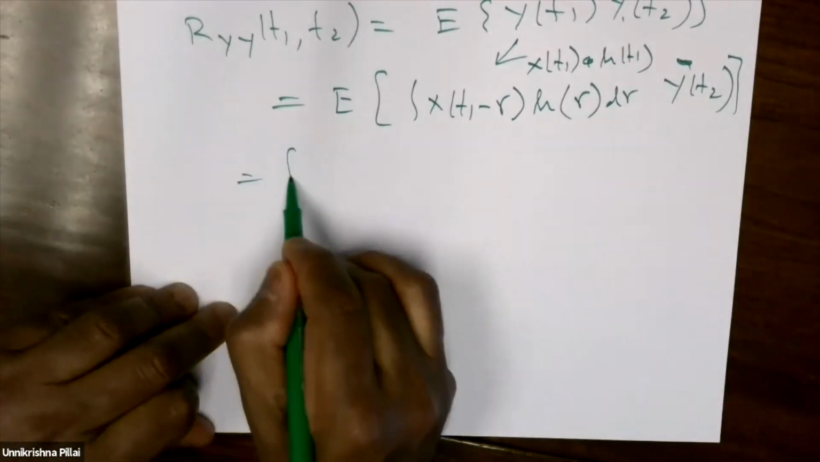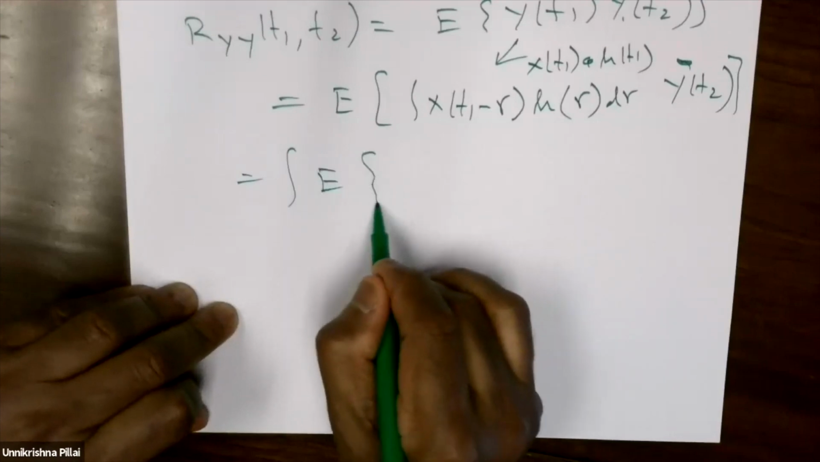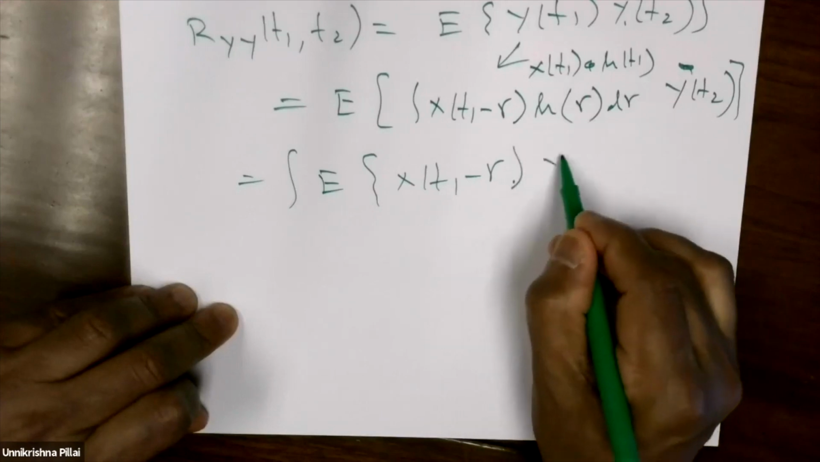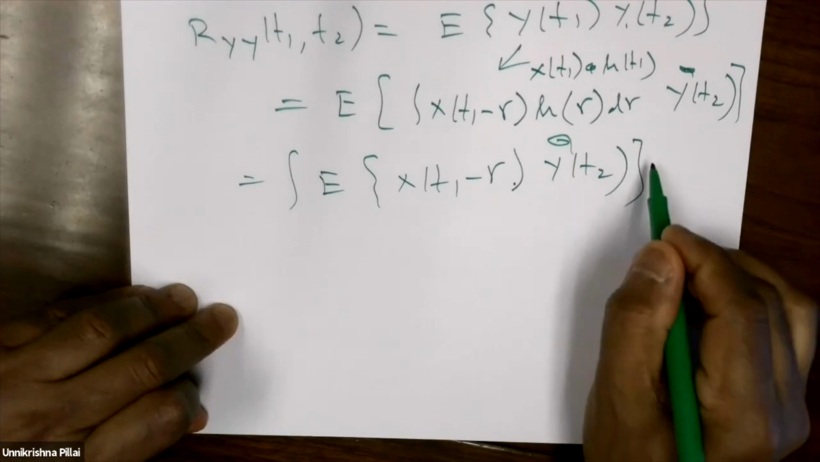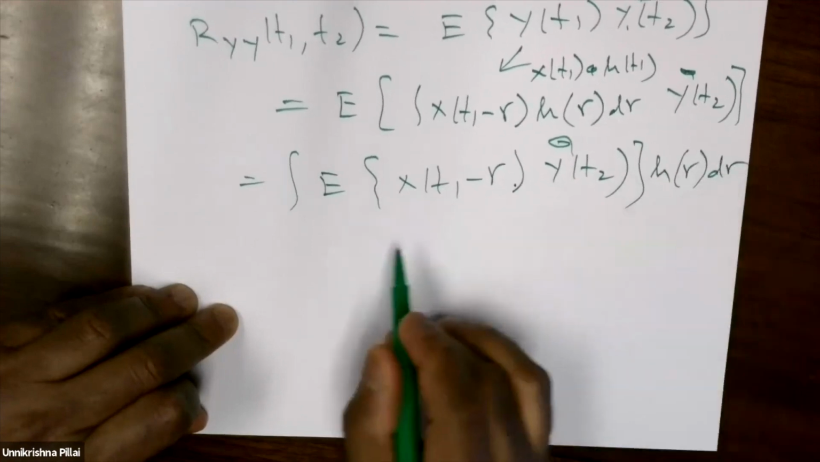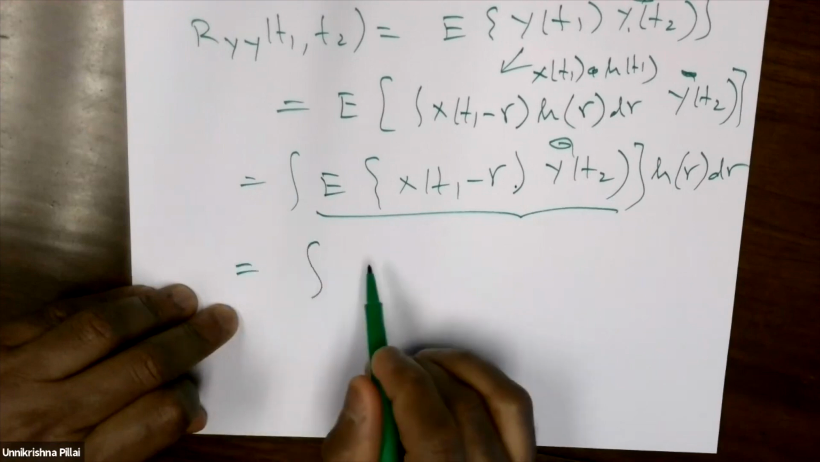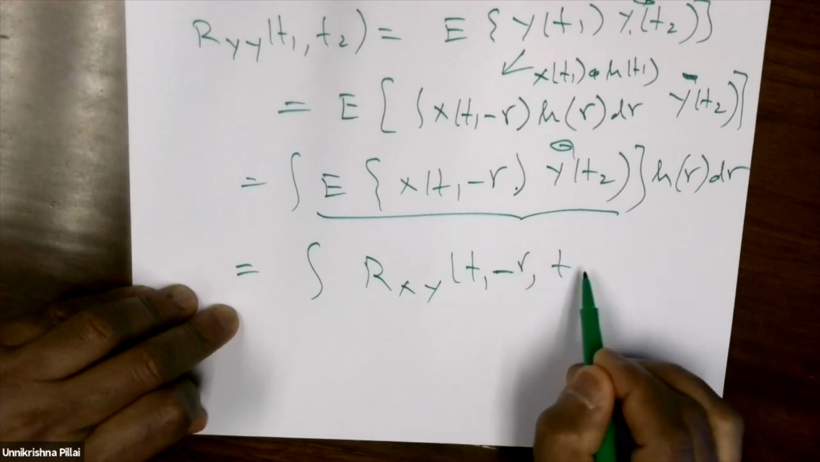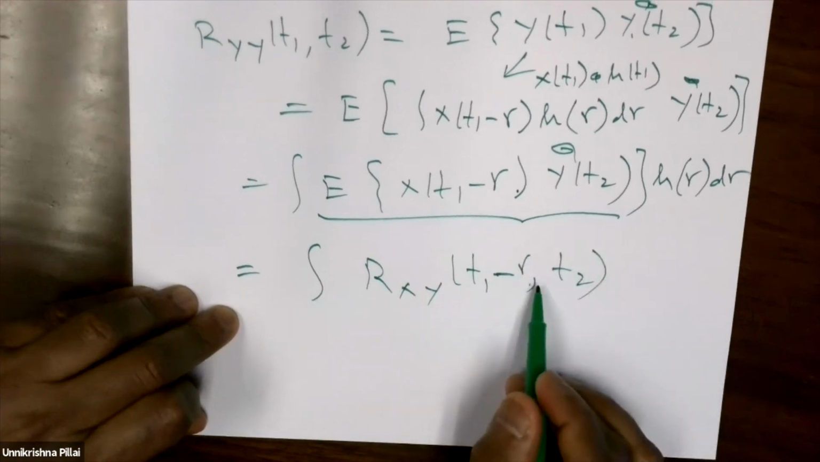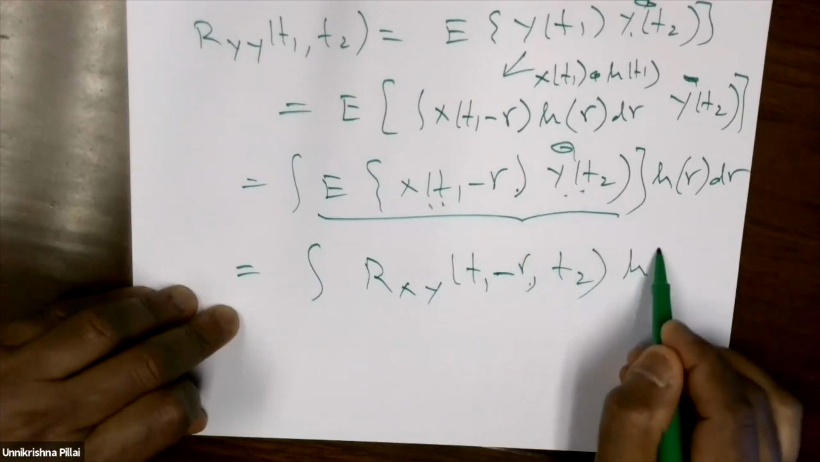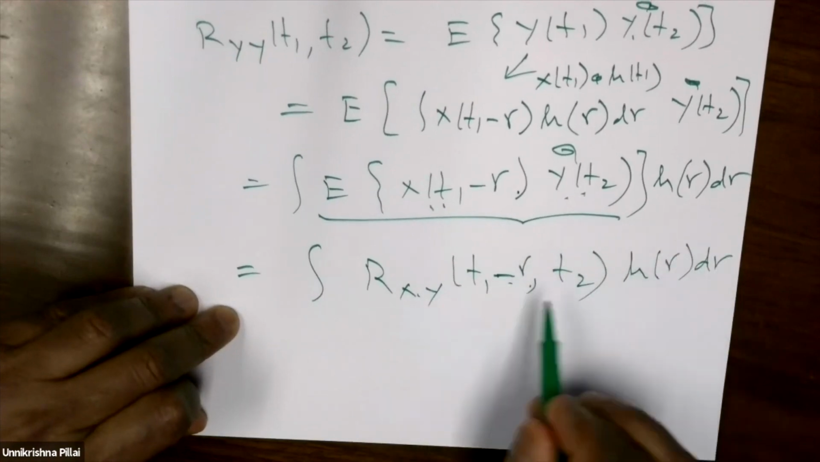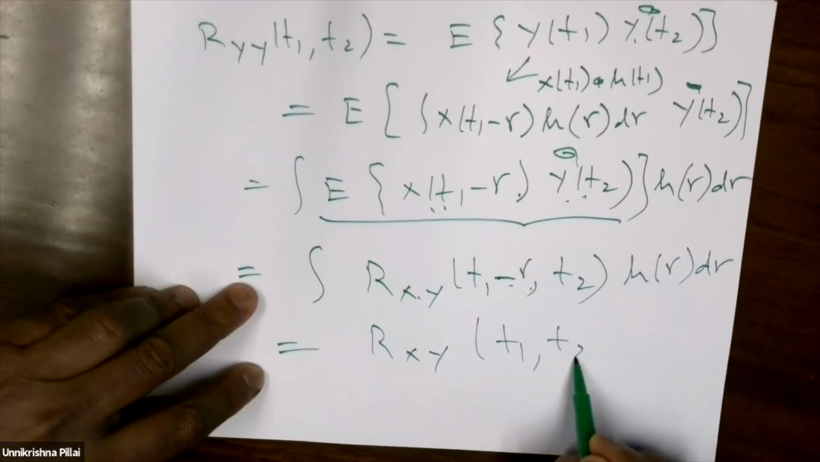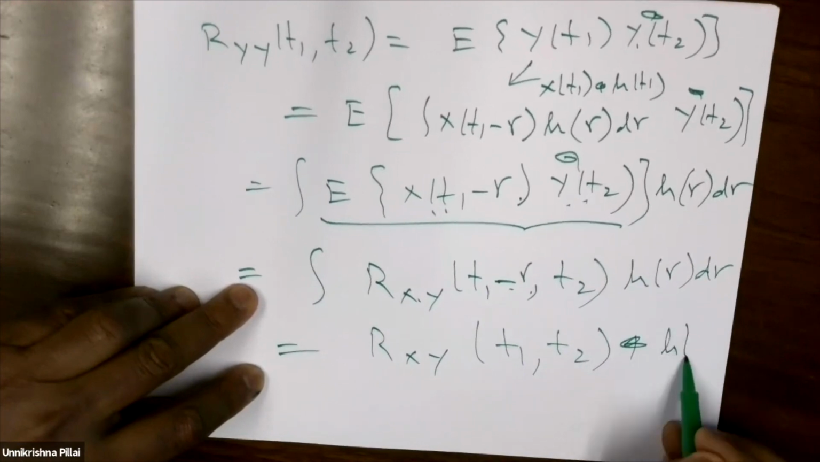So I take the integral outside. The expected value is on x of t1 minus gamma multiplied by y(t2) star, multiplied by h(gamma) d gamma. But this is Rxy. So this is Rxy(t1 minus gamma, t2), because this is the cross correlation, multiplied by h(gamma) d gamma. So you can see this is the convolution on the first variable. If you want, you can write it like this: Rxy(t1, t2) convolved with h of t1.